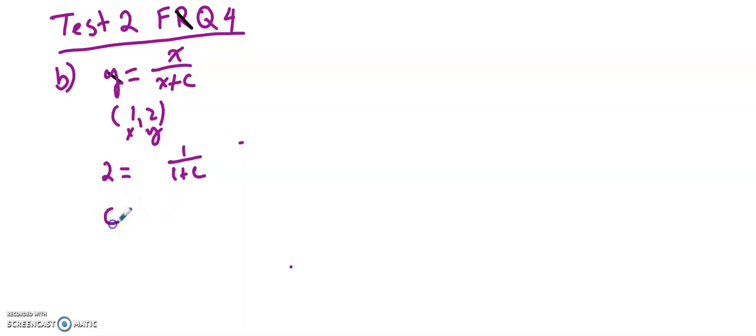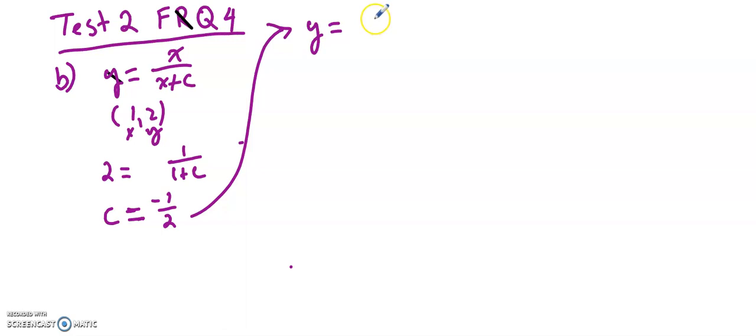Solving for c, and again, this is just algebra at this point, I would get c equals negative a half. So now I can say that my particular solution is y equals x over x plus a half. But that's a complex fraction, so if I multiply everybody by 2, I get y equals 2x over 2x minus 1. And that's a mistake. That should be a minus 1 right there, or minus a half.